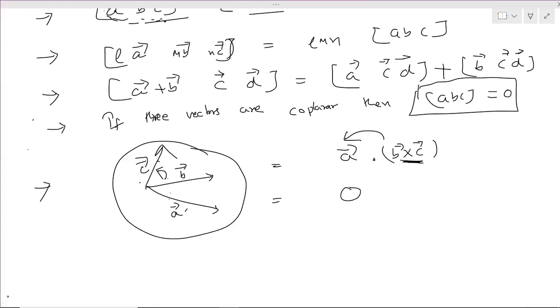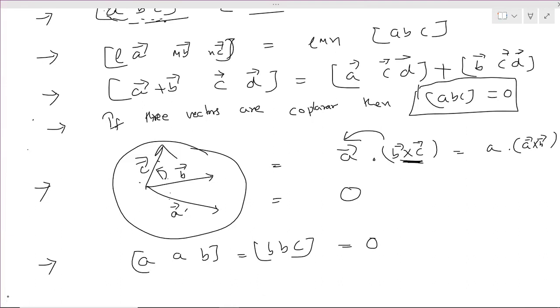One more thing. If two vectors are the same in the box, AAB or BBC, this will also be 0. If two vectors become equal, then the answer is 0. Same derivation for this: A cross B will be a vector perpendicular to A, so A dot C will be 0.